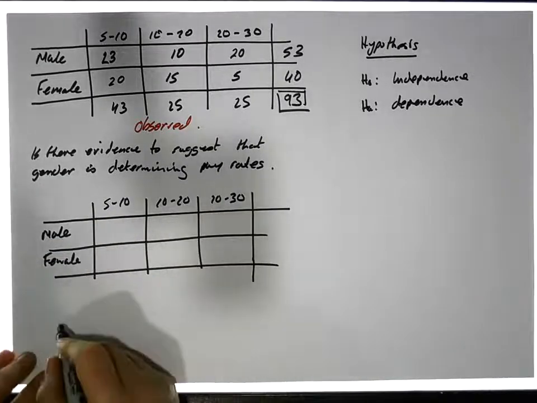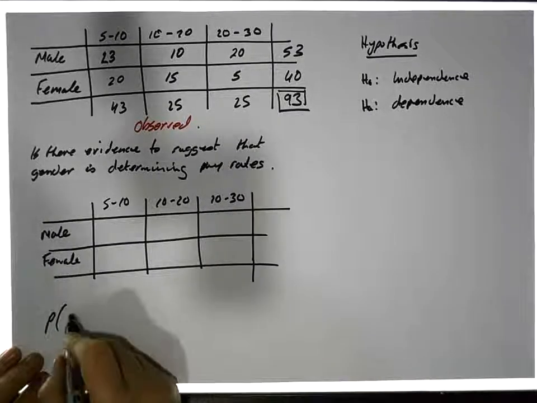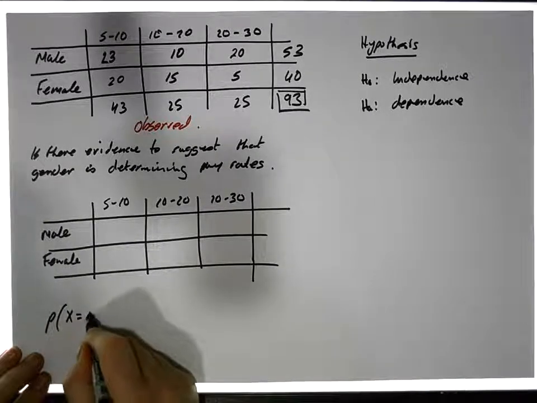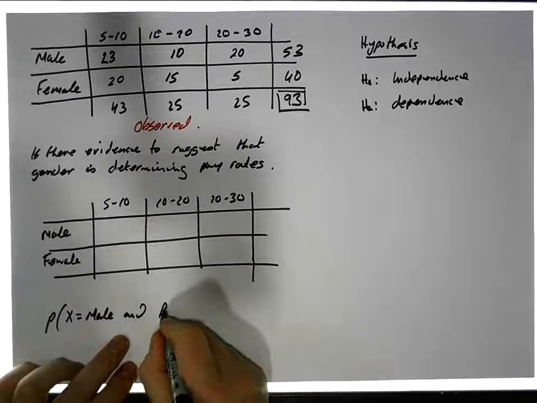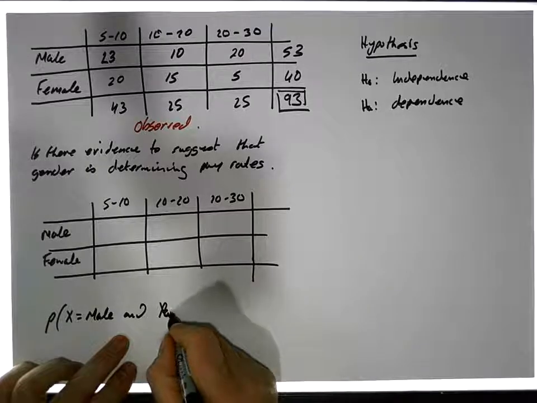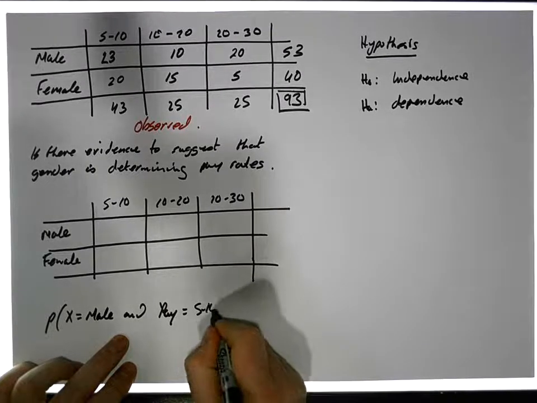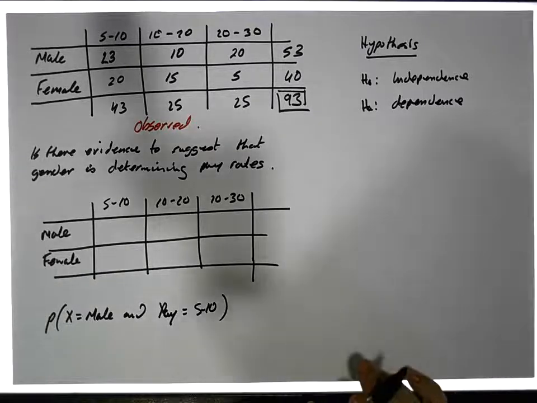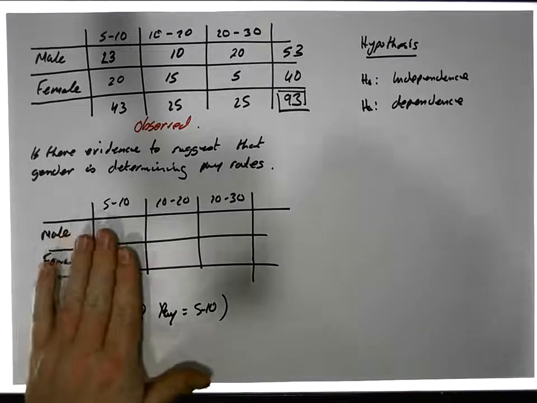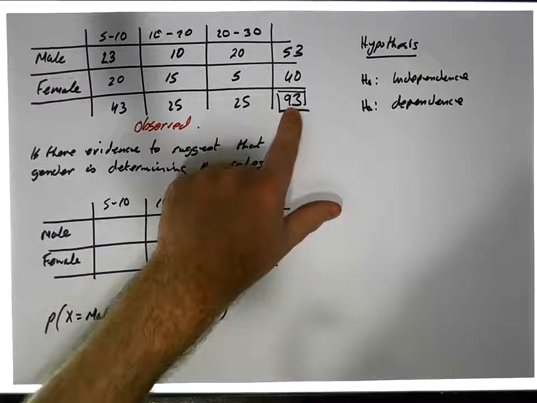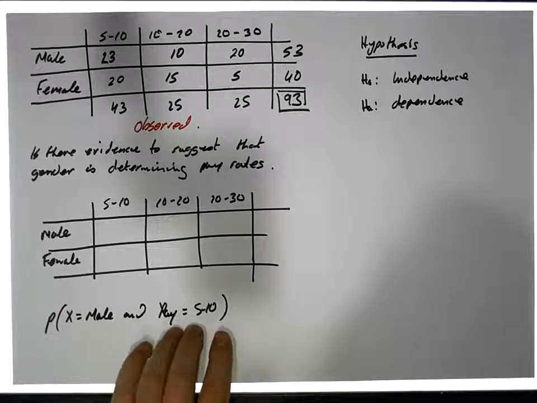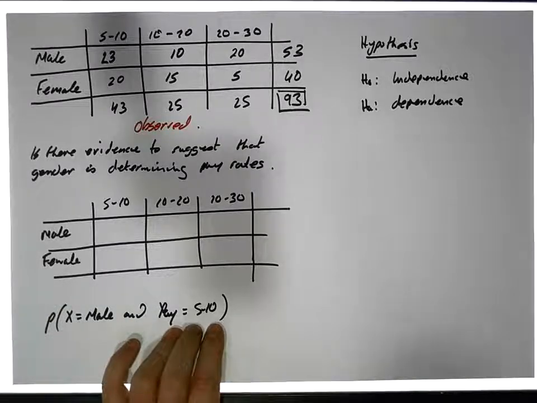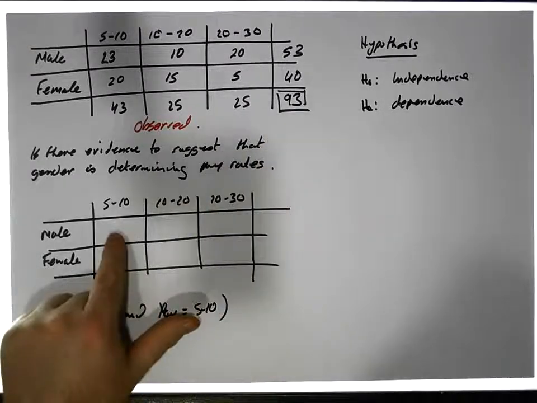So really what I'm asking now is, what's the probability that if a person was selected at random, they were male and their pay was equal to 5 to 10 euros? That's what we want to figure out, because once I know the probability, I can find out how many of these 93 people should be in there. So if I can find the probability of a male earning between 5 and 10 euros, that's a probability which we can convert to a percentage, and then we know the percentage of these 93 that should be in that particular category.